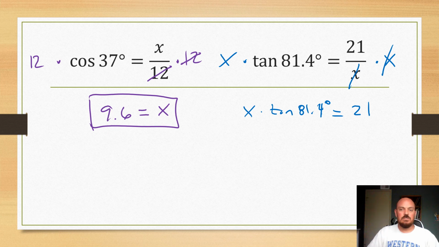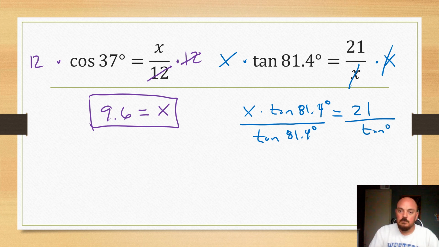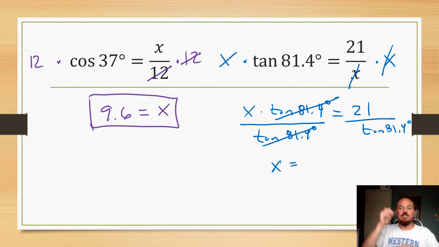Now remember, I said this one's a little harder because it's one extra step. We're not done. We don't just multiply by x and we're done. We still have to solve for x. So I have x times tangent of 81.4. If I want to cancel that tangent of 81.4, I'm going to divide both sides by the tangent of 81.4 degrees. This whole thing cancels with this whole thing, and it just leaves the x. So that's the answer to the question, 21 divided by tangent of 81.4.